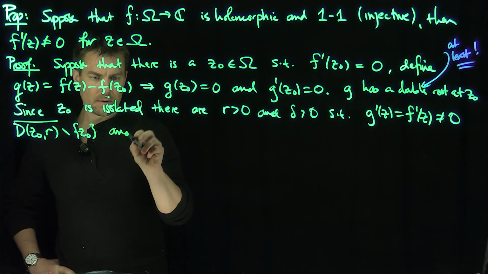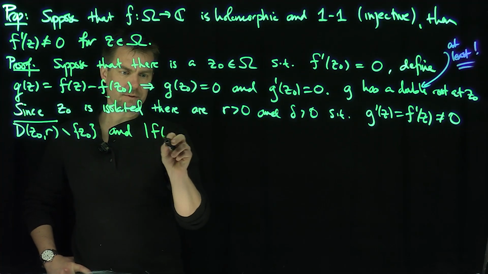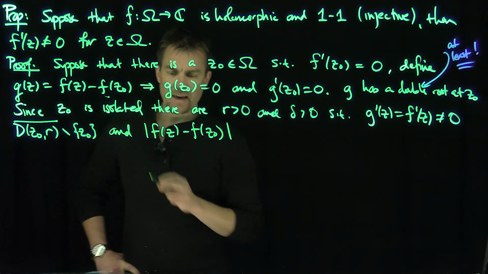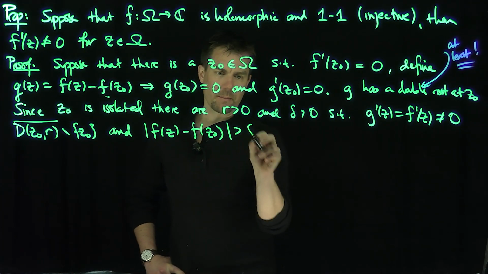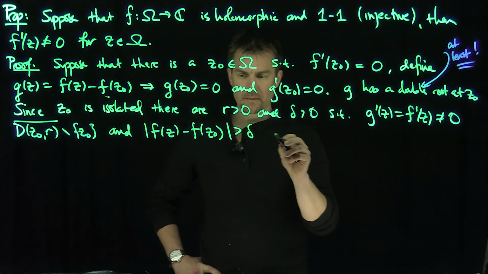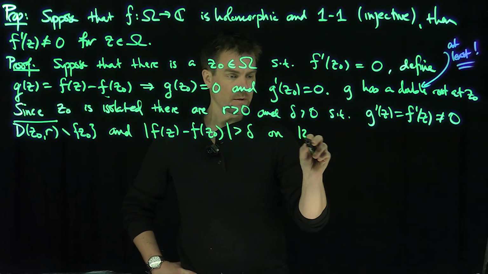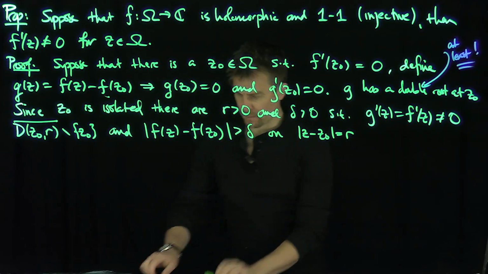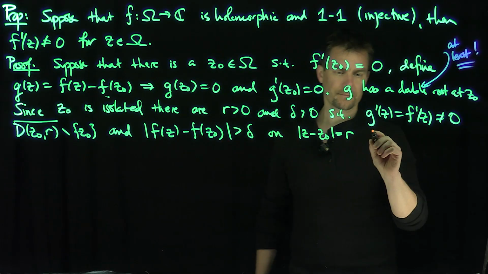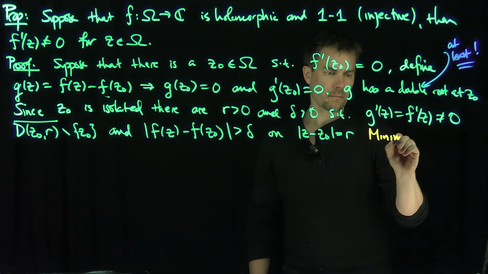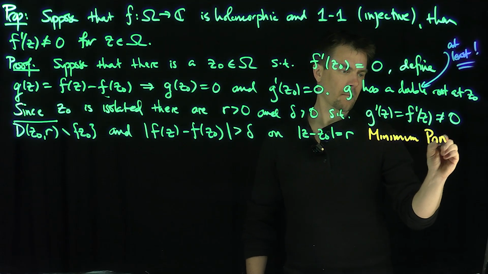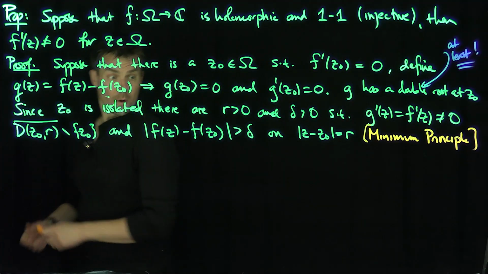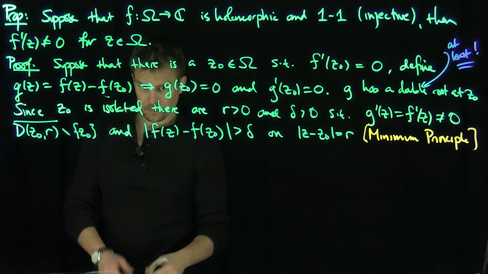And moreover, f of z minus f of z0 can't be 0 on the boundary, so it's bigger than some number, delta, on the circle where modulus of z minus z0 equals R. And that follows from the minimum principle. Okay, good. Okie doke. So now what?